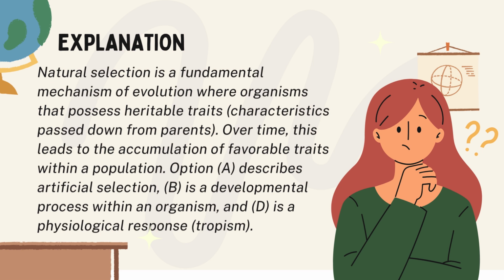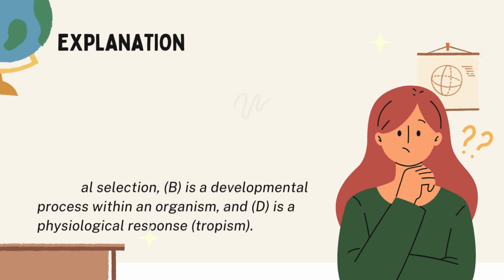Option A describes artificial selection. B is a developmental process within an organism, and D is a physiological response, tropism.